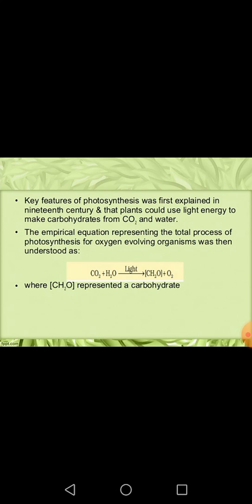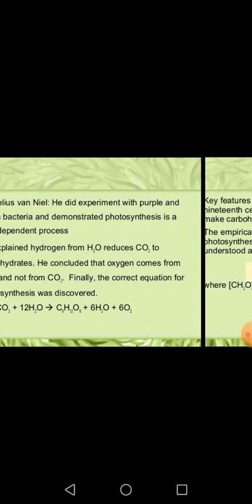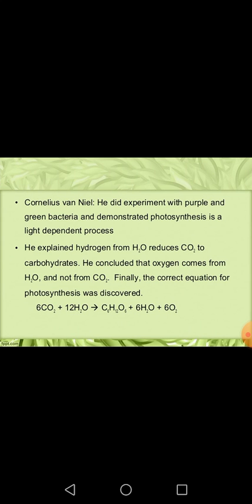So here initially the equation for photosynthesis was given, and this equation is CO2 plus H2O. In the presence of sunlight they combine together and form oxygen gas as well as carbohydrate. But later on Cornelius van Niel did one more experiment with purple and green bacteria, and he concluded that photosynthesis is a light dependent process.